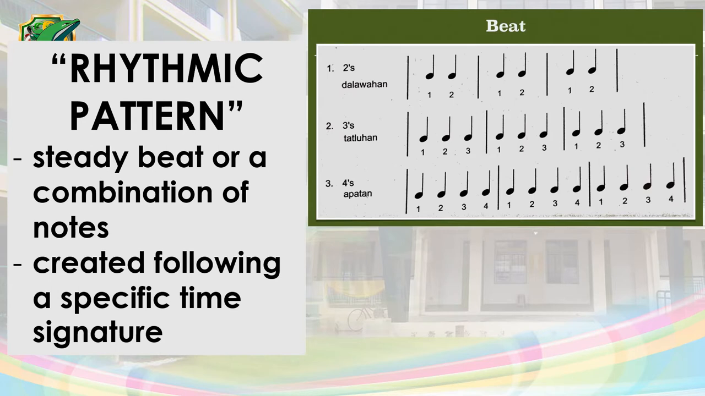Rhythmic pattern. It is a steady beat or a combination of notes created following a specific time signature. A rhythmic pattern is anything that has some kind of a pulse that can be repeated. For example, counting 1, 2, 3, 1, 2, 3, or 1, 2, 3, 4, 1, 2, 3, 4 is a rhythmic pattern using words.